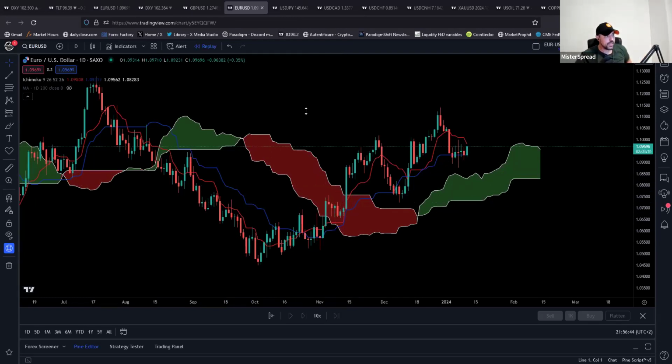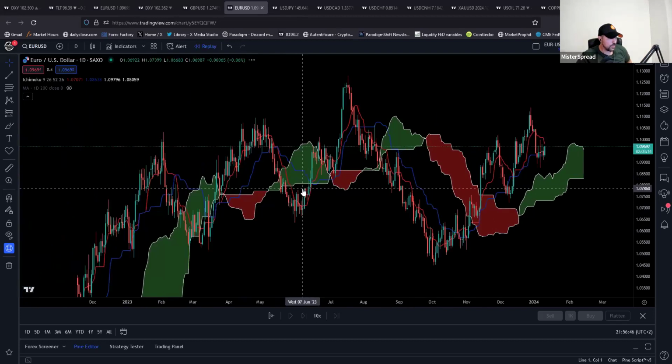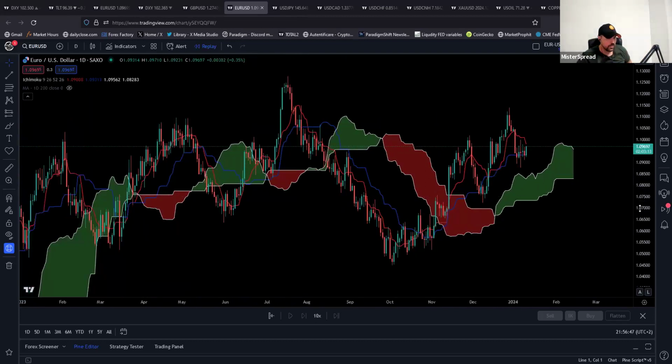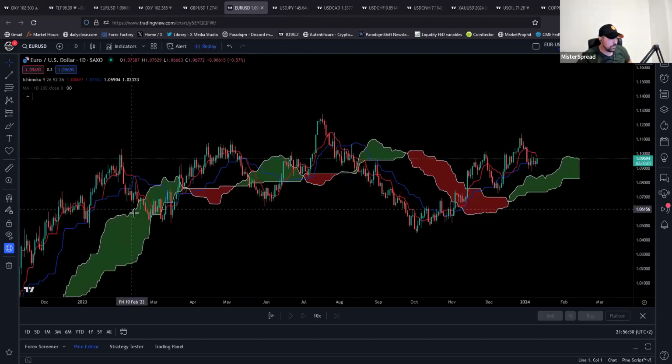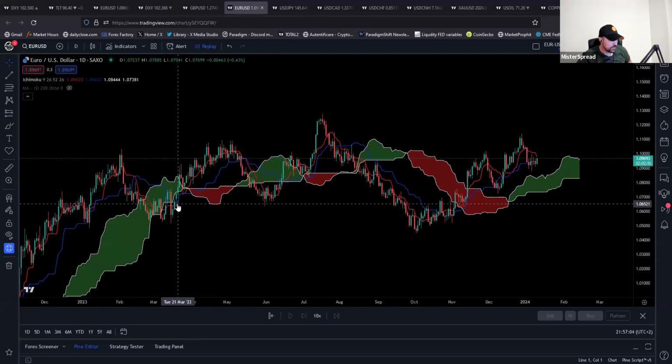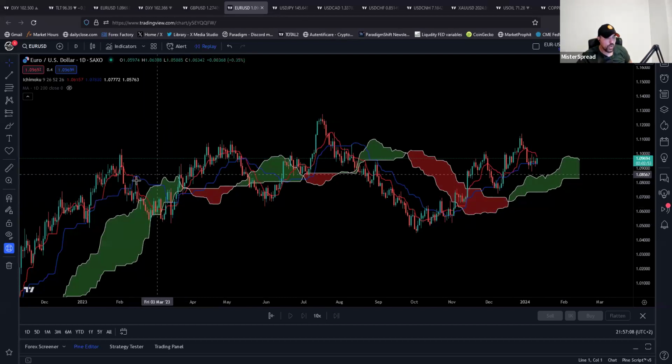If the price is inside the Ichimoku, let's take an example from here, from when it pierced inside it, from the 21st of February, I would say even up to here until the 24th of March, here we had a range. The price didn't have any direction. So I wouldn't have traded when the price was inside the Kumo.